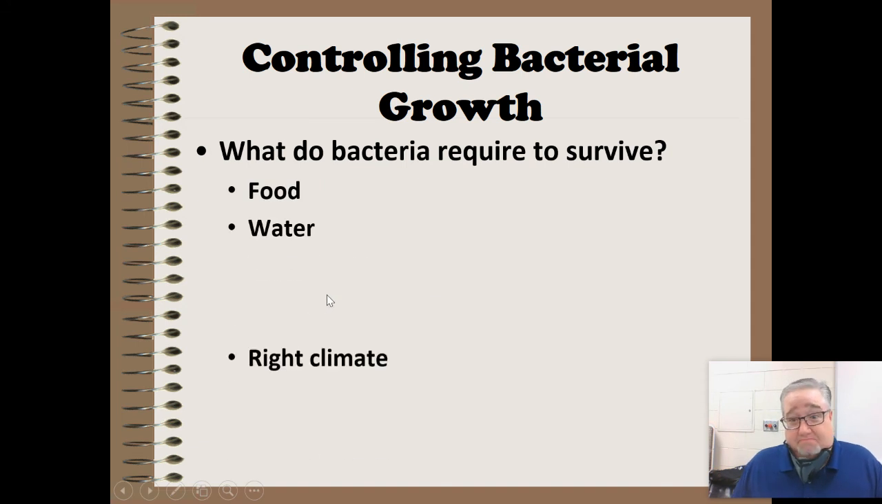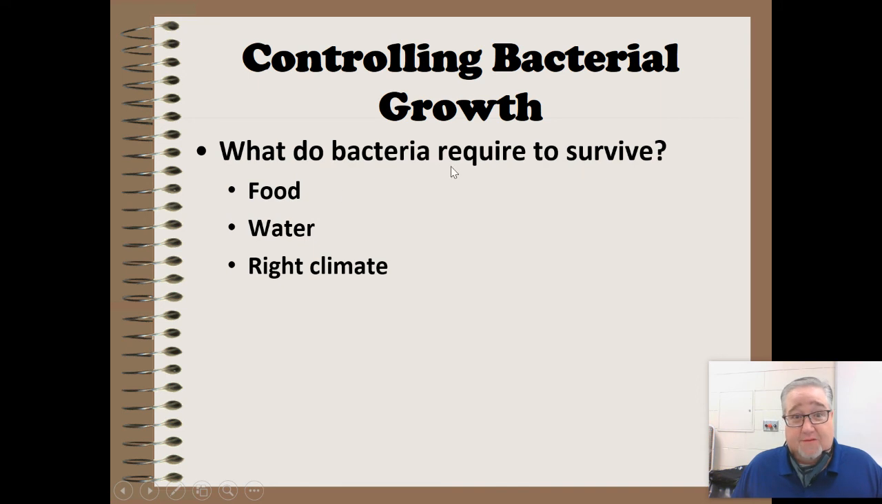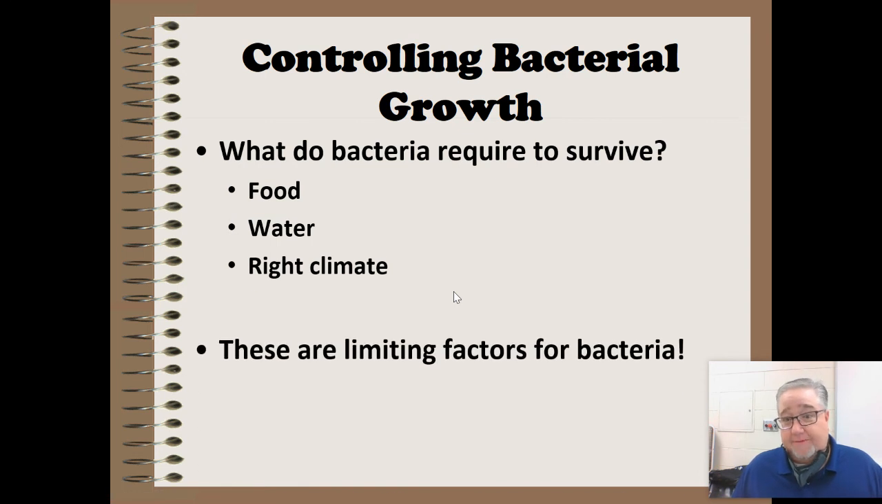So let's just use common sense. Bacteria, what do they need to survive? They need food. These are organisms that do depend on it, and most of them aren't autotrophic, at least the ones that live in our body and cause diseases. These are heterotrophic organisms, so they have to have a food source. They need water, and they need the right climate. They need a certain temperature at which they function best.